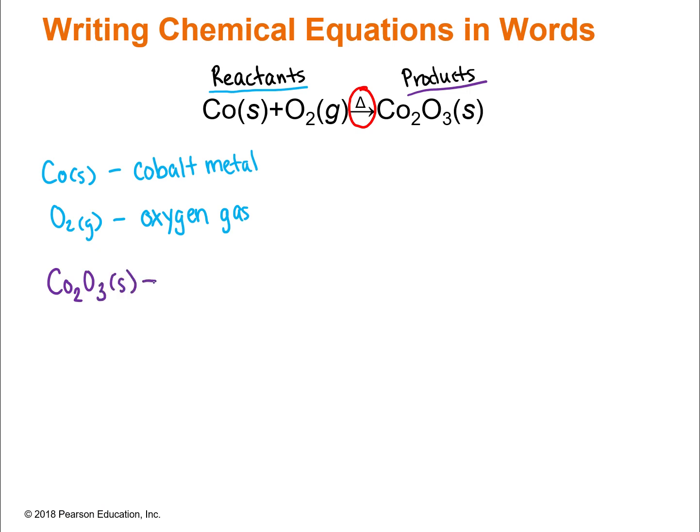Now we've got to talk about what we make. We only have one product here. We can classify and name it. So take a minute, classify this compound, Co2O3, and write the name of the compound as well.